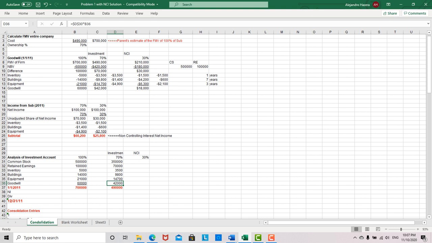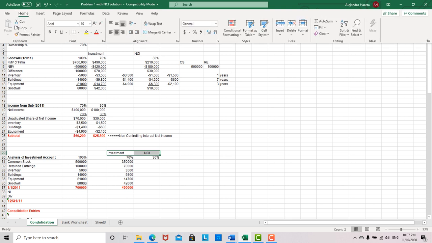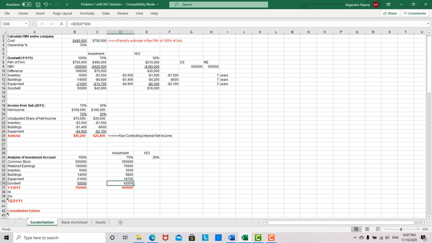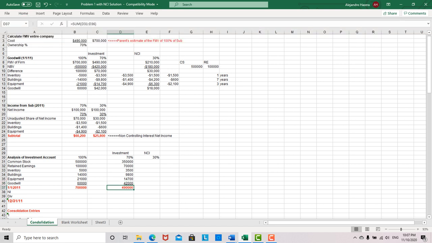490. And so our beginning balance in the 70% controlling interest, which is also your investment account, is 490. And that shouldn't surprise you, because let's go ahead and underline here, the 490 is your balance as of the date of purchase. Keep in mind that you bought this company for 490 on January 1st, 2011.